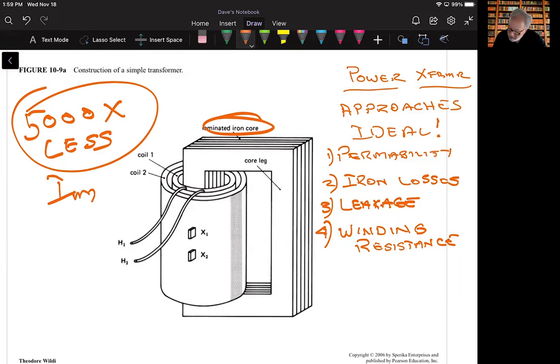Furthermore, to keep the iron losses down, the core is laminated. These are laminated plates that have insulation on them, and it prevents eddy currents from actually flowing through them. And so that's how we lessen the iron losses.